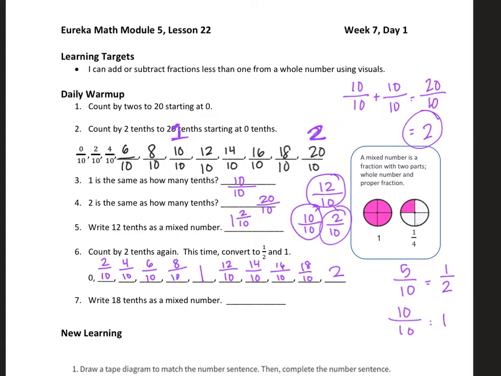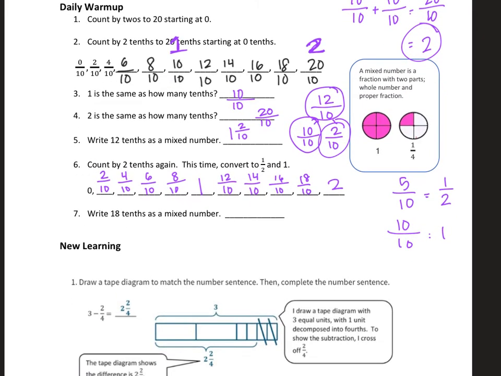So now it wants us to write 18/10 as a mixed number. So I'm going to do the same thing I did for 12/10. And I'm going to say, okay, I have 18/10. All right, and I'm going to ask myself, how many tenths do I need to make one whole? I know that I need 10/10.